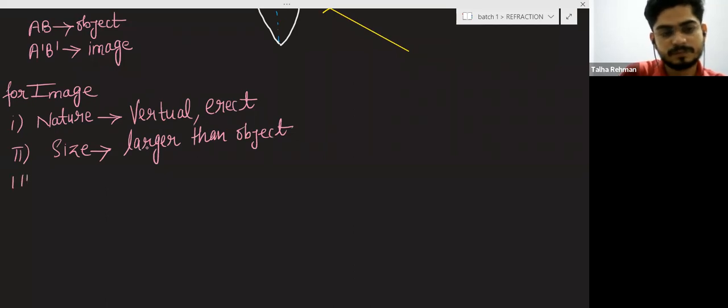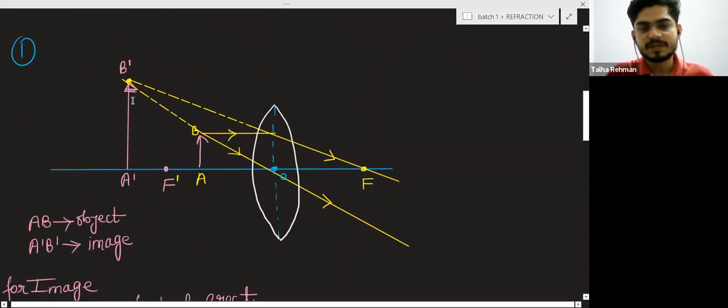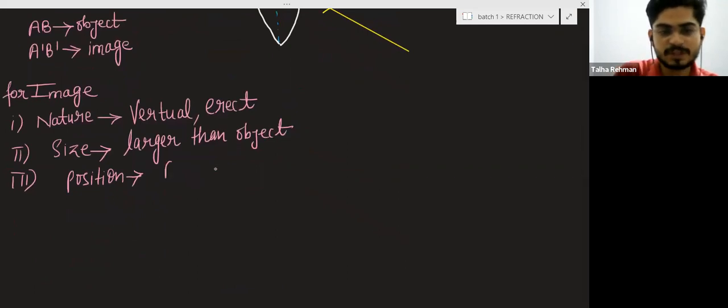Number three, position. The position of the image. This is the image, and if you conclude about the position of the image, you can say the position of the image will be behind the object. The image is forming behind the object.